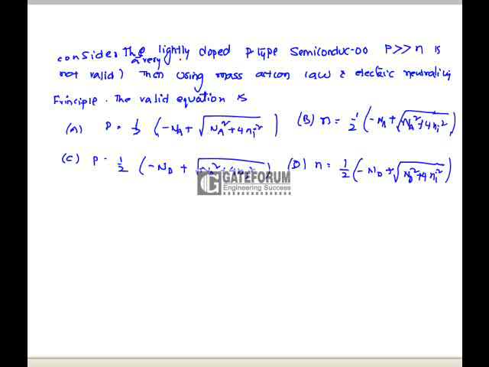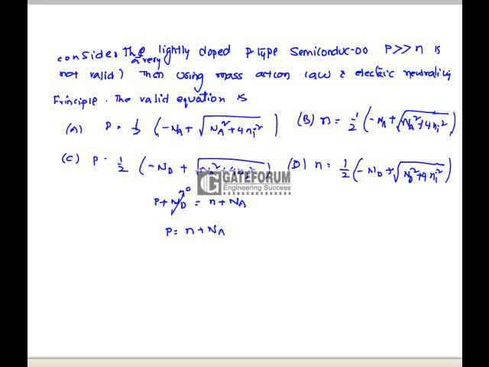Consider a very lightly doped p-type semiconductor where P ≫ N is not valid. Then, using the mass-action law and the electrical neutrality principle, the valid equation is. Here, the electrical neutrality principle is nothing but total positive charge equals total negative charge. Number of holes and number of donor atoms is equal to number of electrons and number of acceptor impurities. Here this is a very lightly doped p-type semiconductor, so Nd is equal to 0. P is equal to N plus Na.